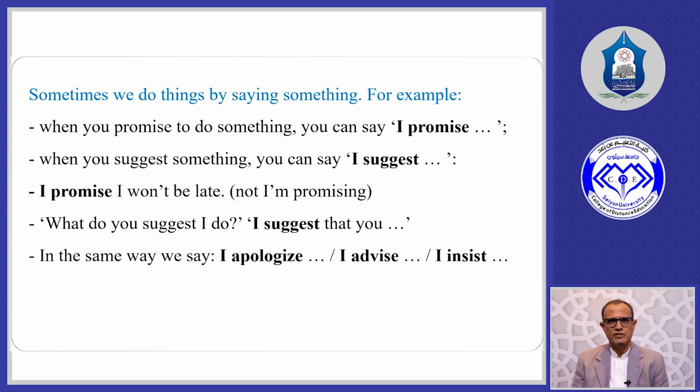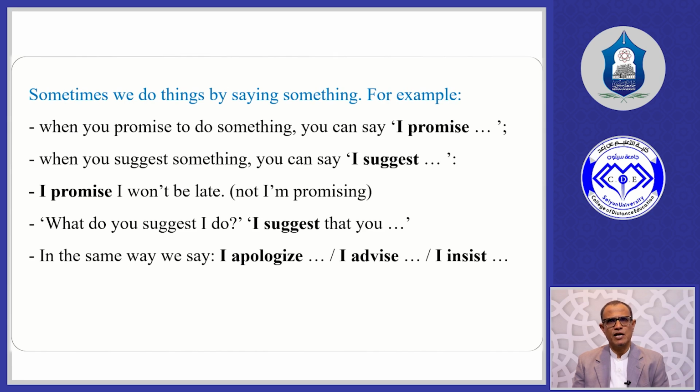Also, in this lecture, we are going to talk about some verbs that should be used in the present simple tense because they usually express the present simple. For example, you have these verbs: promise, suggest, apologize, advise, and insist. These verbs are usually used in the present simple tense. For example, when I say to someone, I'll come to your house today, I promise.